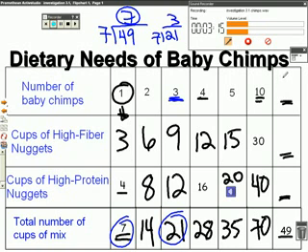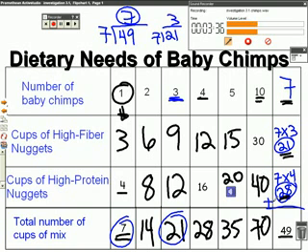So 7 goes in the number of chimps. Now that we know that that is 7, we can easily fill in the rest of the table. 7 times 3 is 21, and 7 times 4 is 28. To check our math, if we add it up, 21 plus 28 is 49. And therefore, our table is all complete.